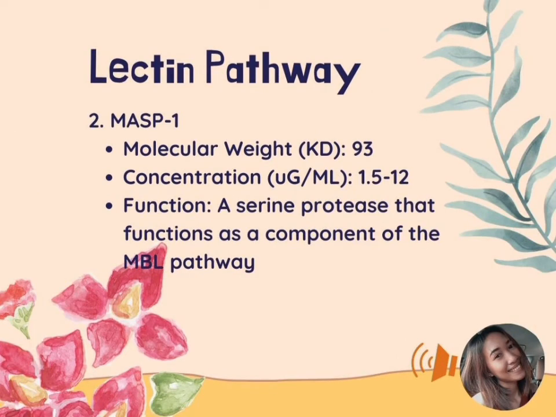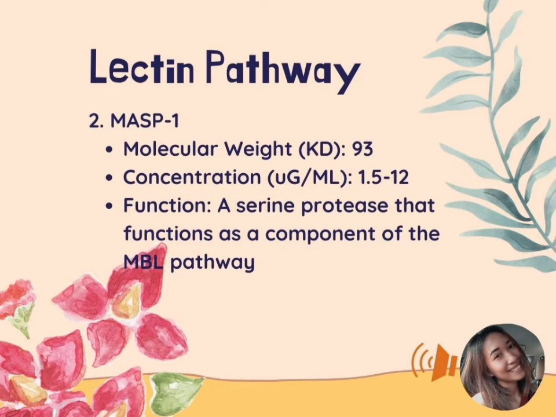Next is MASP1 and 2. MASP stands for MBL-associated serine protease. MASPs in the MBL or lectin pathway are proteins that pair with homodimers of MBL-associated serine proteases, MASP1 and MASP2, which are analogous to C1r and C1s, in a calcium ion-dependent complex. The majority of MBL in plasma is associated with either MASP1 or MASP2. The ficolins associate with the MASP proteins to activate the lectin pathway.